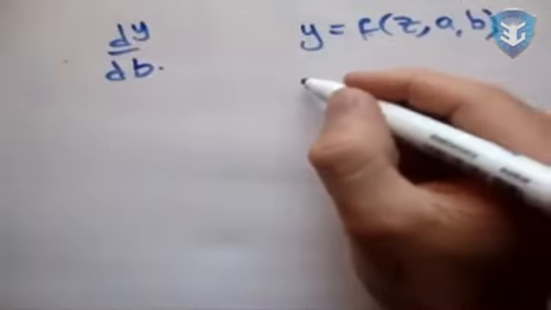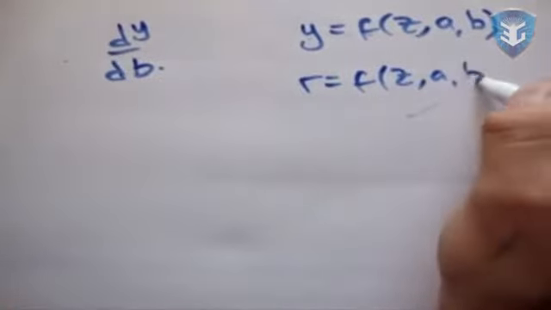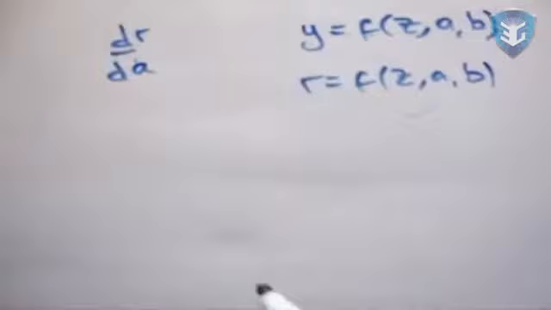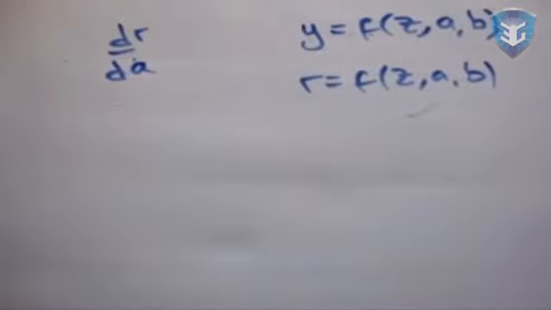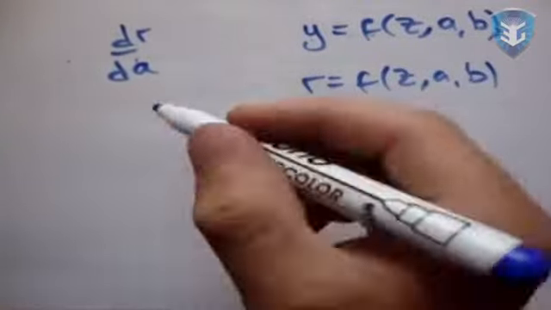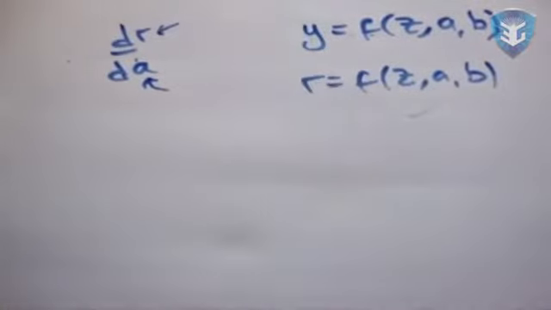What if I had r equal to a function also of z, a and b? So I would say, what if I want to find out the rate of change of r with respect to a? dr da. That's what that means there. dr da, the rate of change of r with respect to a. How quickly is r changing as a changes? Okay? So they're the variables, they're the ingredients, and this is the actual one itself.